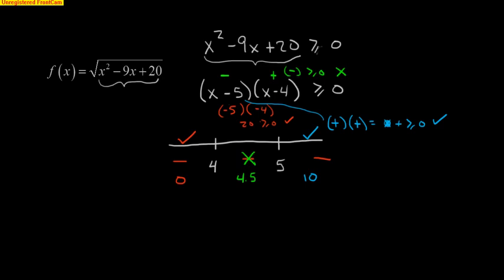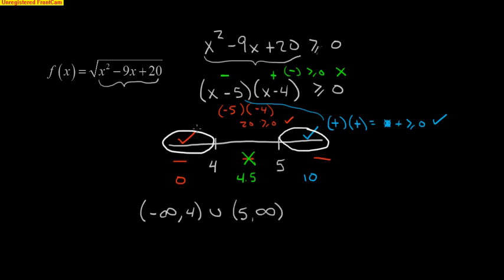So when it's all said and done, I know this interval checks out and this interval checks out for my domain. So writing it in interval notation is probably your best bet. And so what we say is, knowing that the first interval here is going to be from negative infinity to 4, and then from 5 to infinity. So that's some quick examples of doing some domain problems here that show up at the beginning of Chapter 1 in Pre-Calc.